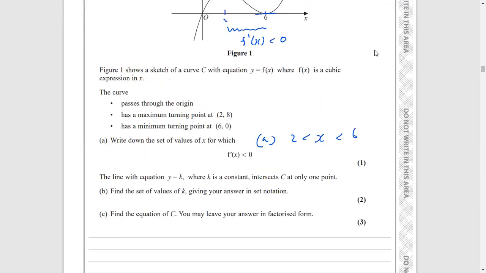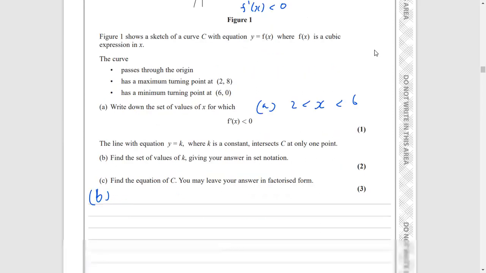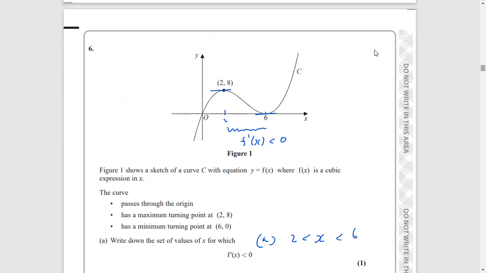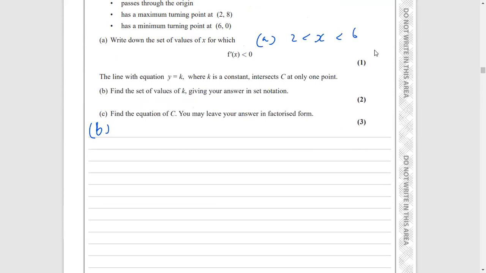Then the next part of the question, part B: the line with the equation y equals k, where k is a constant, intersects C at only one point. Find the set of k values, giving your answer in set notation. Okay, so the line y equals k is going to intersect this curve at only one point. So we want to find the set of k values.